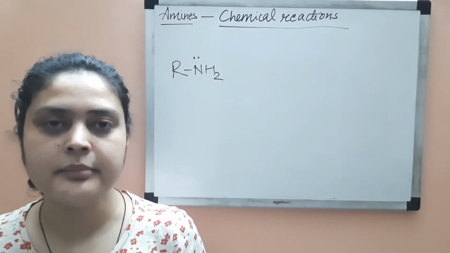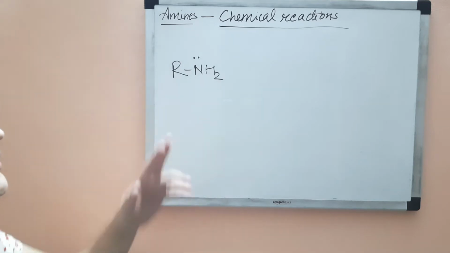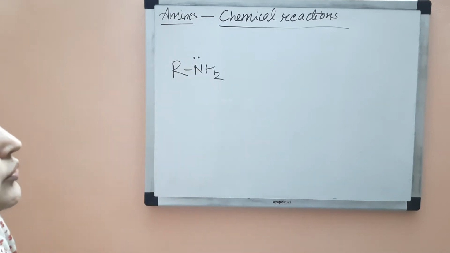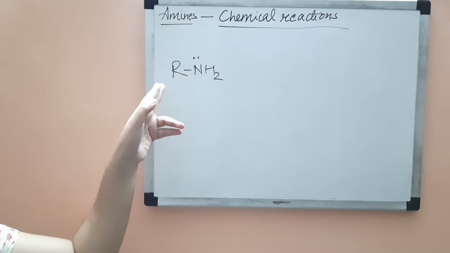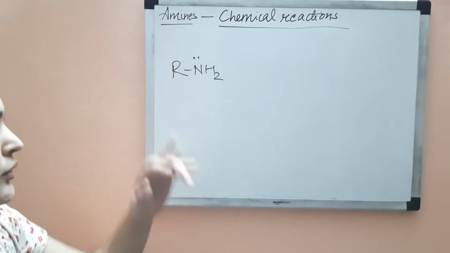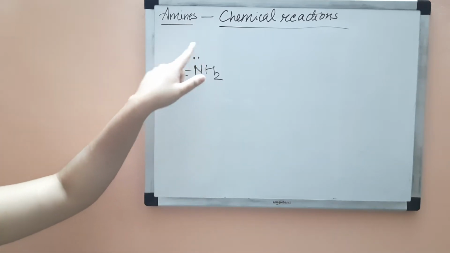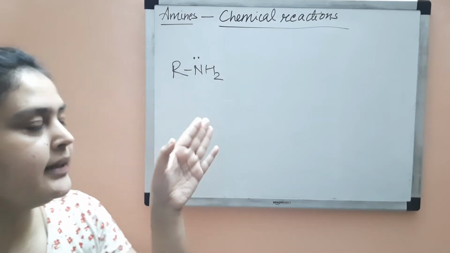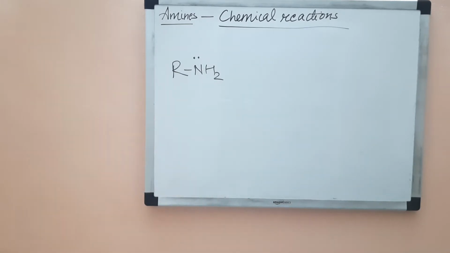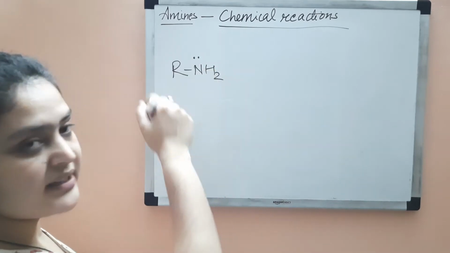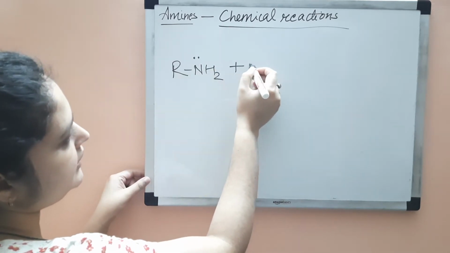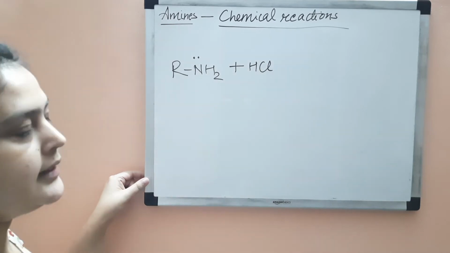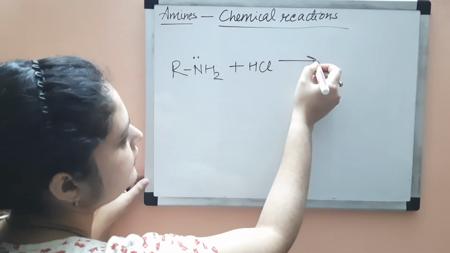So amines are basic in nature. Why? Because they have a lone pair of electrons on the nitrogen atom and also due to the plus I effect of the alkyl group. Due to this lone pair of electrons, amines are basic in nature and they act as nucleophiles, right? So due to its basic nature, when we react an amine with an acid like HCl, then what will be formed?